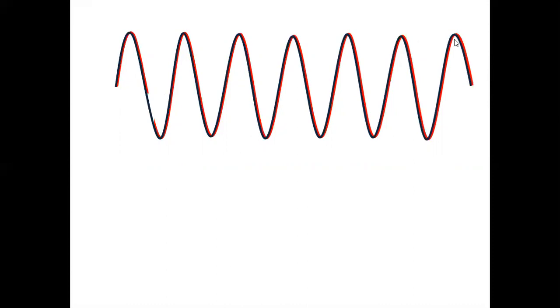If the amplitude of both the waves are equal, what is the resultant wave here? Do you see this red wave or black wave? We see neither the red wave nor the black wave. We see a different wave which is highest in amplitude, A plus A. So the resultant amplitude is 2A.